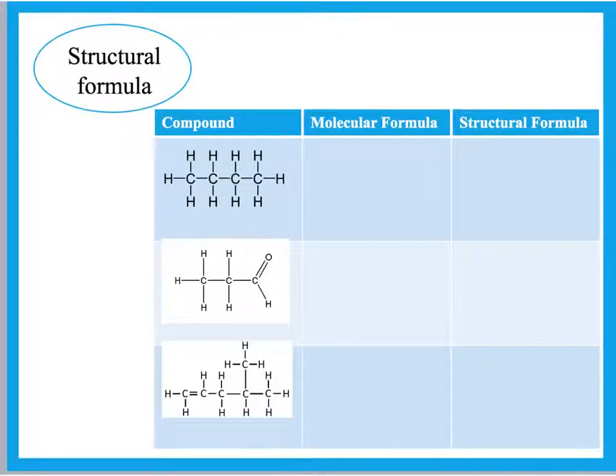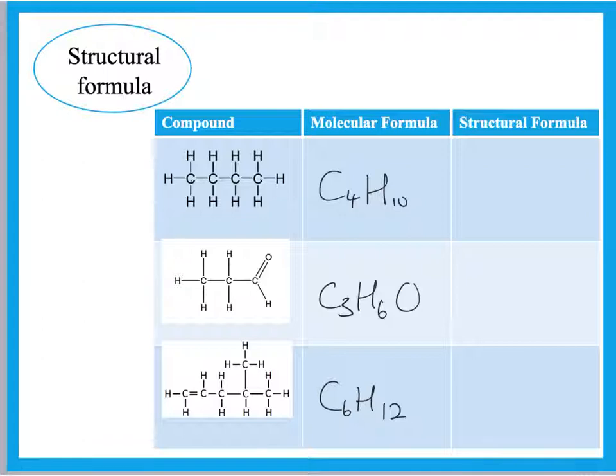We can work out the molecular formula for these. So this is the simple one. In the first one, we have got 1, 2, 3, 4 carbon atoms. So C with a subscript 4. And we've got 8 hydrogens, 9 hydrogens, 10 hydrogens. So H with a subscript 10. Nice and easy molecular formula. And we can do that for the other 2 as well. So there we go. Middle one, C3H6O, and the bottom one is C6H12.